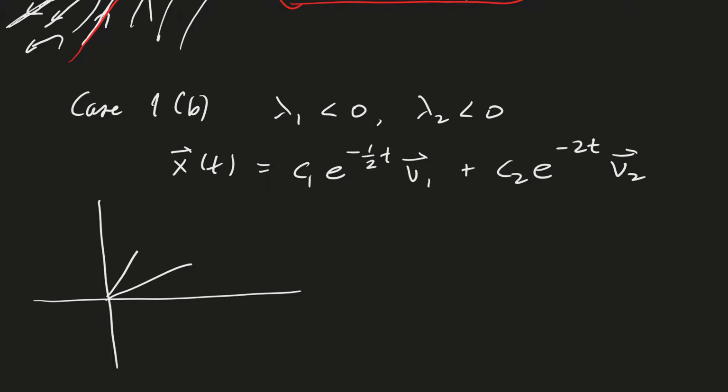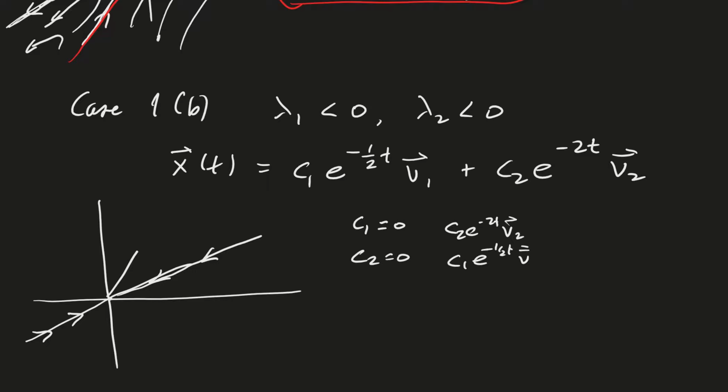And now what's going to happen if you start along each of these vectors? Again, we could start off with the case where c1 equals 0, right? Then we would have c2 e to the minus 2t v2. And so all of these solutions we can see would be heading towards the origin instead of away. And then similarly, if c2 is 0, we would have c1 e to the minus 1/2 t v1. And all of those solutions are going towards the origin as well. So in this case, all solutions are heading towards the origin.